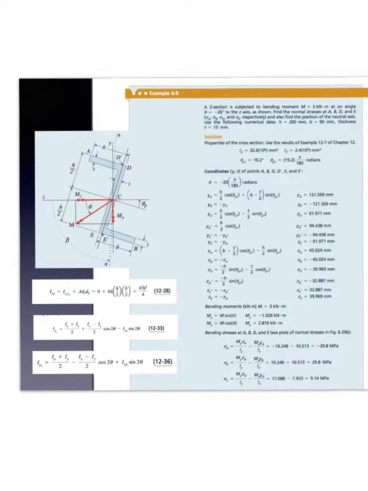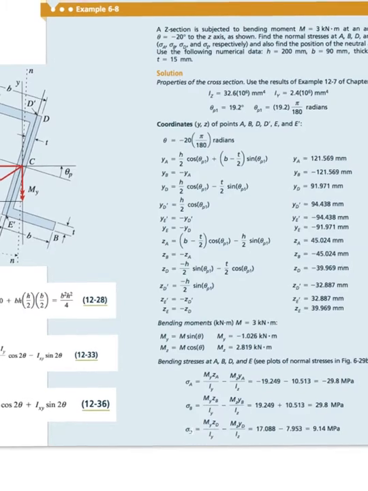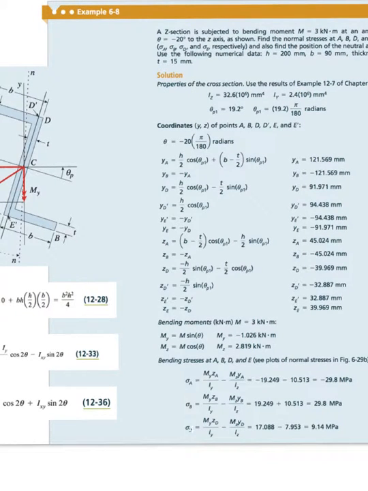Iz and Iy, as shown there, are the transformed moments of inertia and are calculated using equations 12.28, 12.33, and 12.36. Allow me to explain what I mean when I say Iz and Iy are the transformed moments of inertia.